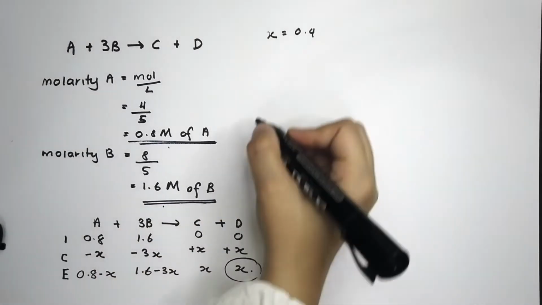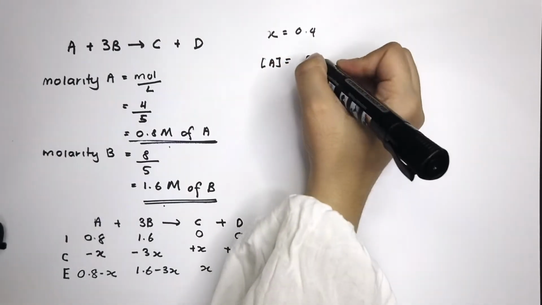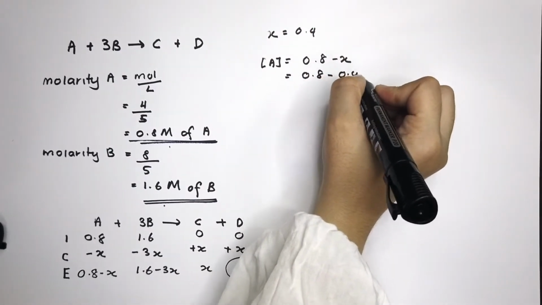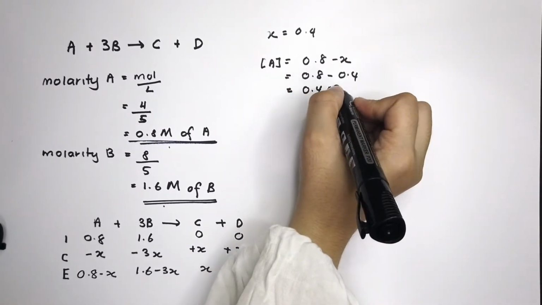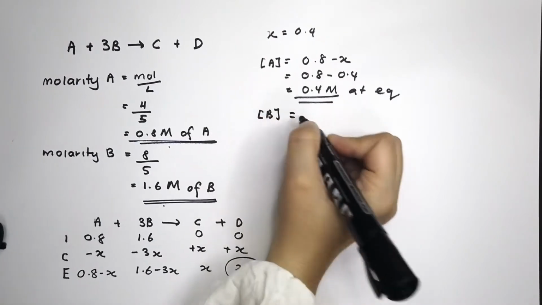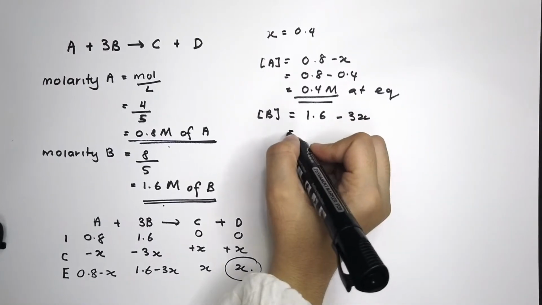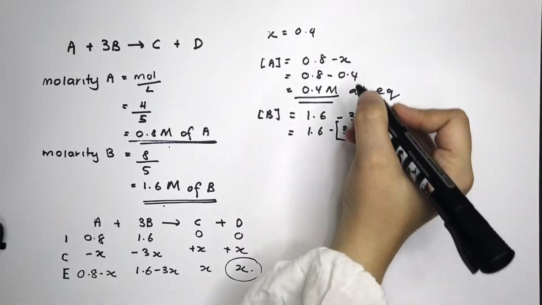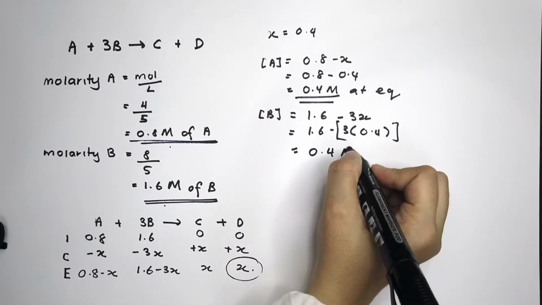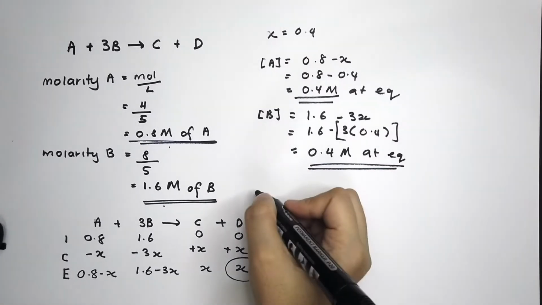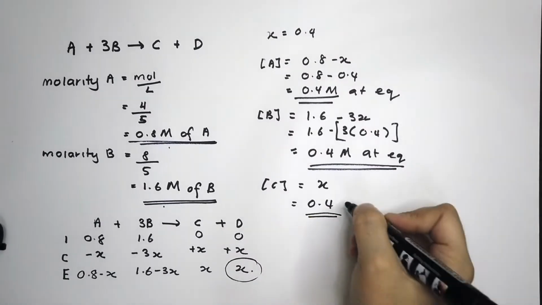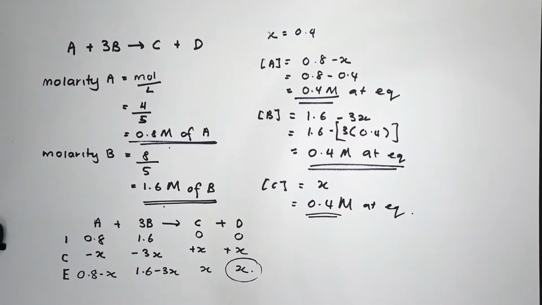So the concentration of A at equilibrium is actually 0.8 minus X. Since you know the value of X is 0.4, 0.8 minus 0.4, you should get 0.4 molar of A at equilibrium. Moving on to B, the concentration of B is equivalent to 1.6 minus 3X. So 1.6 minus 3 times X, your X is 0.4. You should get also 0.4 molar at equilibrium. What about C? C is equivalent to X, whereby X is 0.4 molar at equilibrium. So this is your final answer for this question.